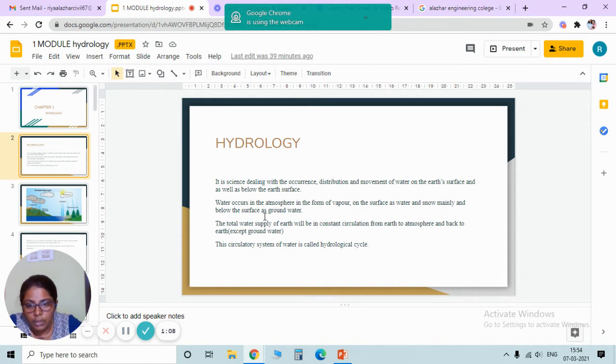So, as I said, hydrology is a science which deals with the occurrence, distribution, and movement of water on the Earth's surface as well as below the Earth's surface. And just remember that we cannot create water and we cannot eliminate water. Water will be present on our earth either in the form of vapor or liquid, like snow and rainfall. And this circulatory movement of water on the earth is known as the hydrological cycle.